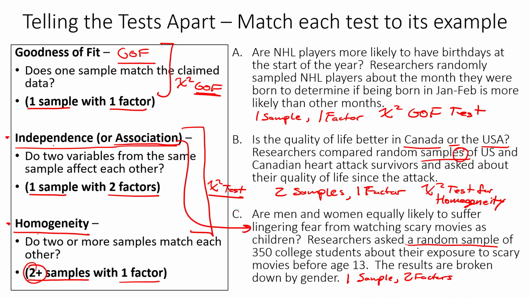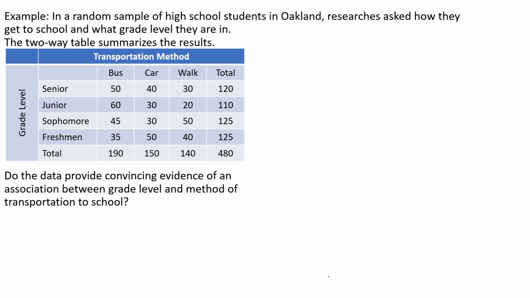I'm just going to draw a line. Chi-squared test for association, because we had one sample and two things that we were asking them about, their exposure to scary movies before age 13 and their gender. So here's an example. In a random sample of high school students in Oakland, researchers asked how they get to school and what grade level they are in. The two-way table summarizes the results. Do the data provide convincing evidence of an association between grade level and method of transportation to school?